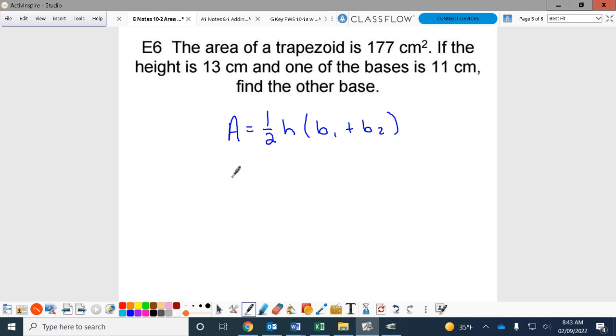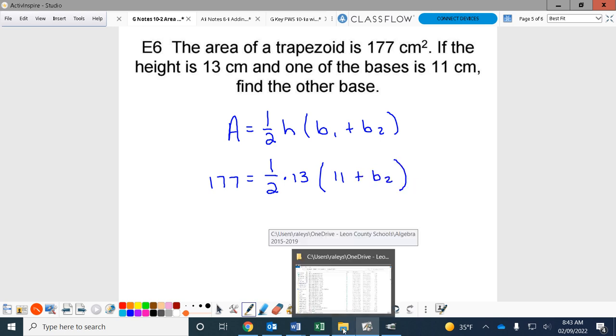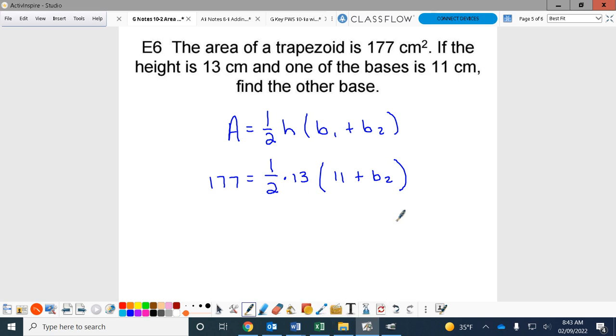Okay, so let's go through and fill in everything. What's the area? 127. Okay. Equals 1/2 is just 1/2. What's the height? 13. And then what's one of the bases? 11. 11 plus B2. Okay. A lot of people mess up what to do on this, so guys, pay attention, be careful.